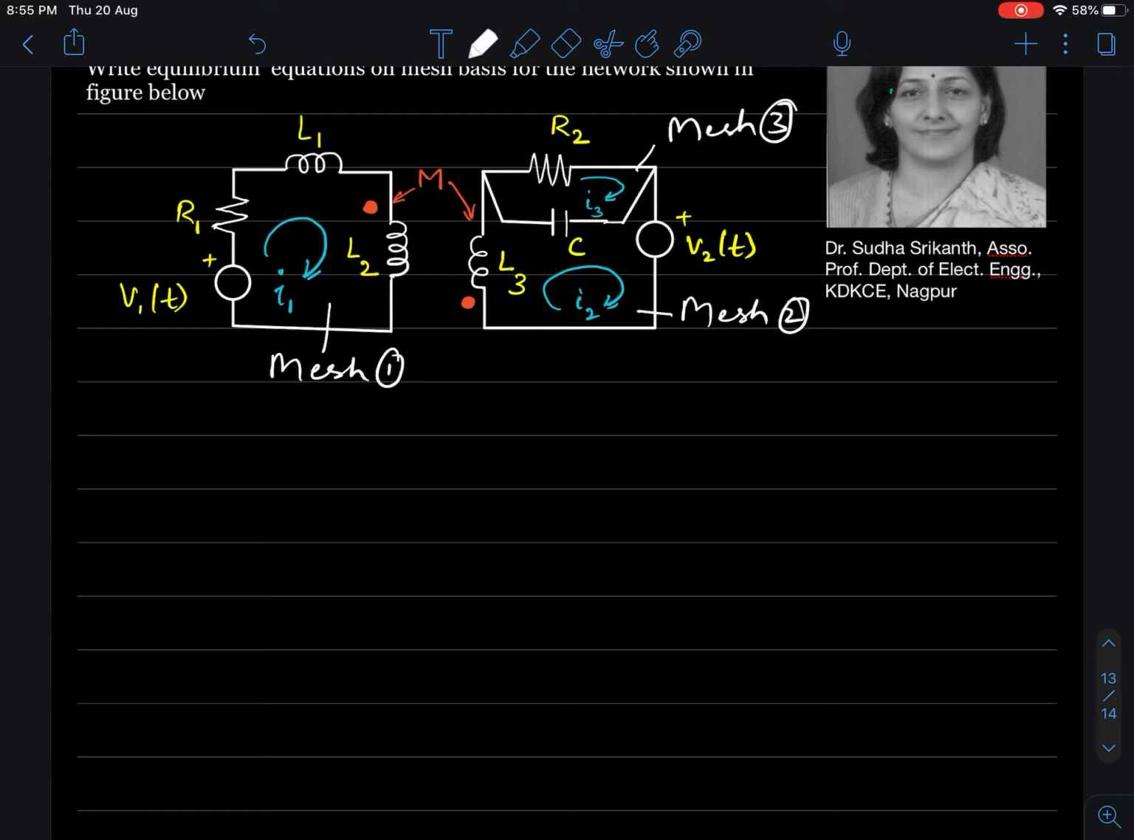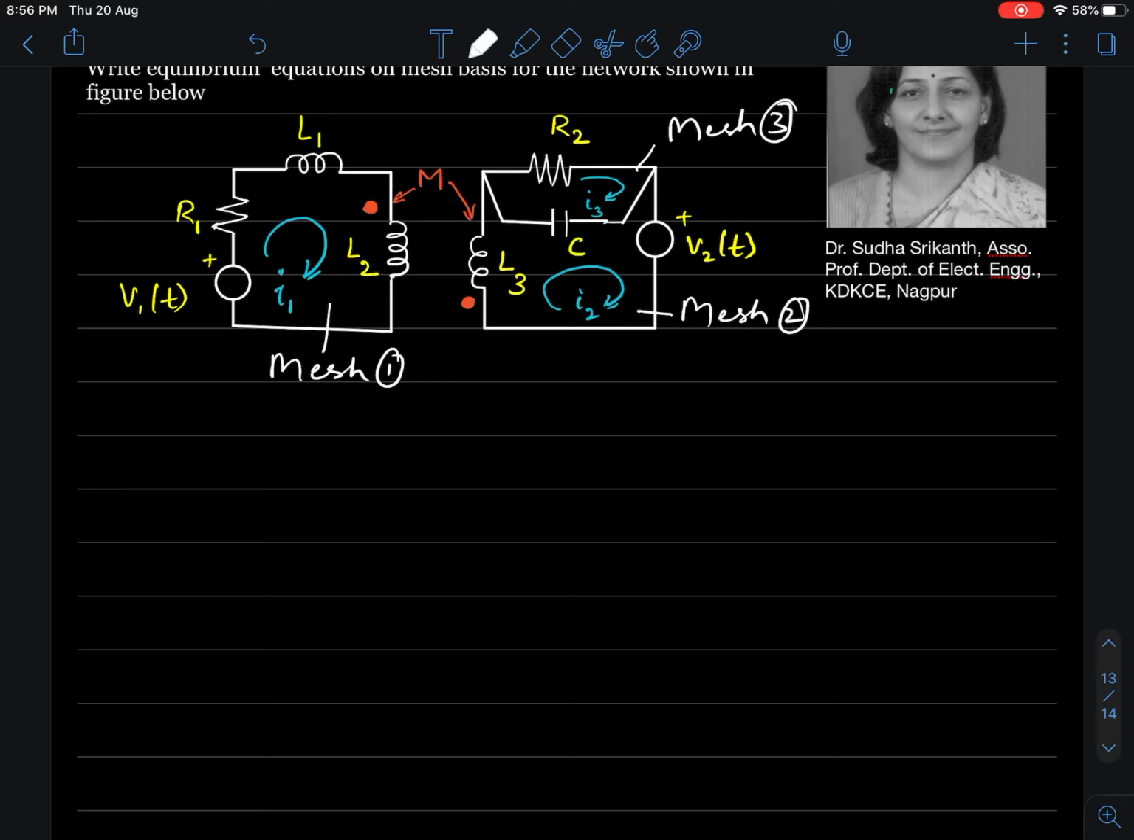However, you are able to see that mesh 1 is coupled to mesh 2. What we mean to say is, the current through the inductor L2 is capable of producing an EMF in the coil having a self-inductance of L3 because they are mutually coupled.